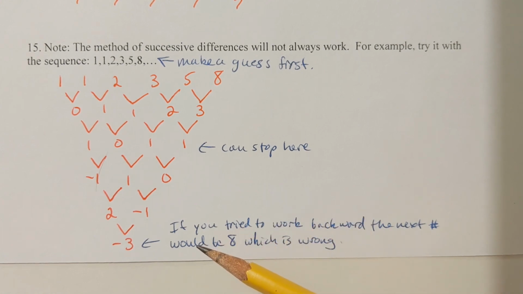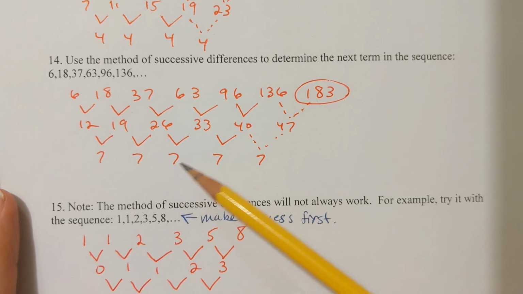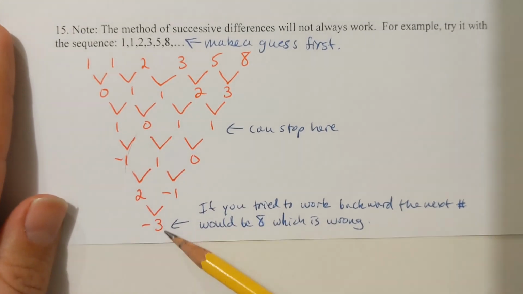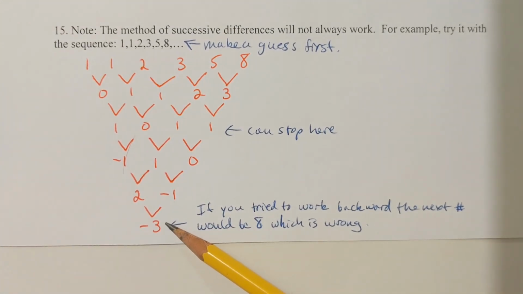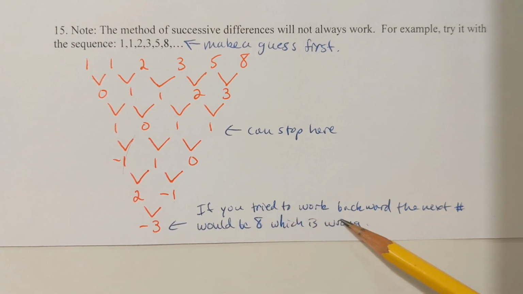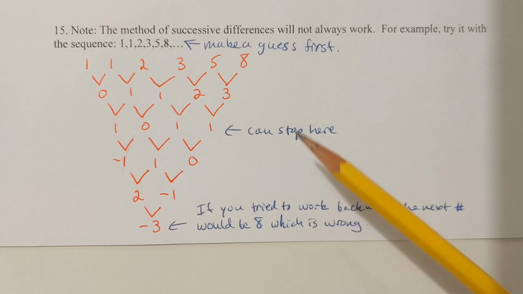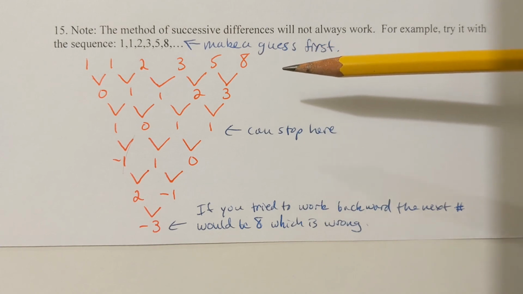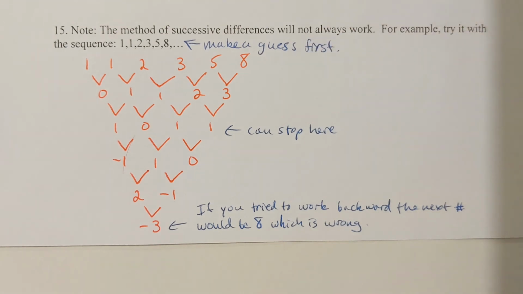Now, the idea with the method of successive differences is you have to have two or more terms that are the same. So that's what I had here. I repeat all 4s, I repeat all 7s. I don't repeat anything here when I get to this bottom row, so I can't assume anything. In fact, if I did try to work this backwards, the next term would be 8, which is wrong. We already said the next term is 13. So that's an issue with the method of successive differences. You have to be careful. You can't always use it. Sometimes it will fail. And I'm going to go ahead and stop right there.